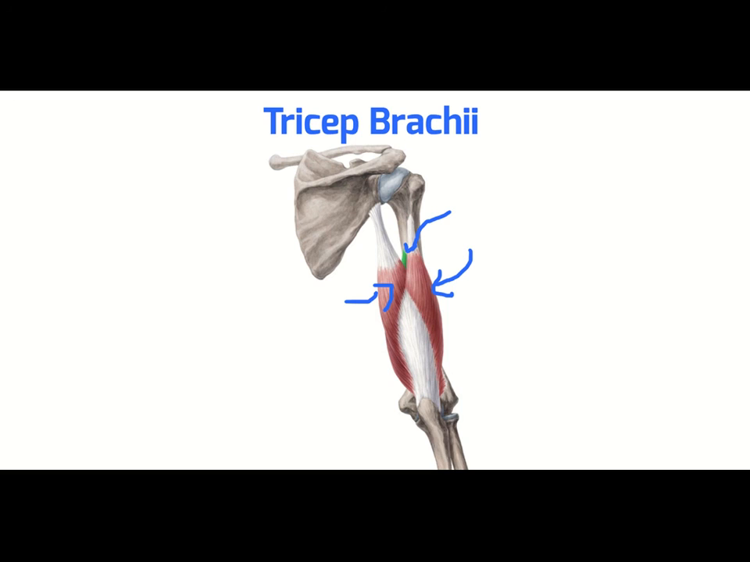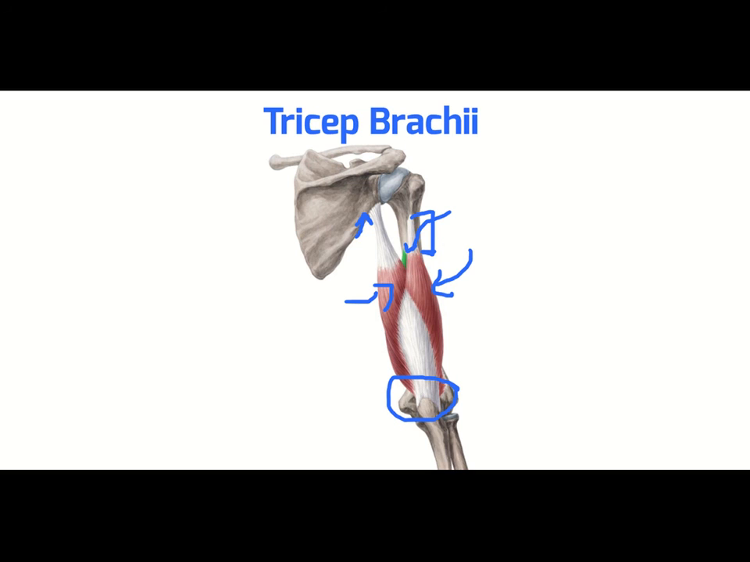So the long head, again, is going to come from the infraglenoid tubercle on the scapula, so this area right below the glenoid fossa. Our lateral head comes from the posterior surface on the proximal half of the humerus, and it has a fairly long origin point here. And then our medial head is on the posterior surface on the distal half of the humerus, and it essentially sits all the way underneath the belly of the tricep from the long and the lateral head. And then they all insert together in essentially the tricep tendon on the olecranon process of the ulna.